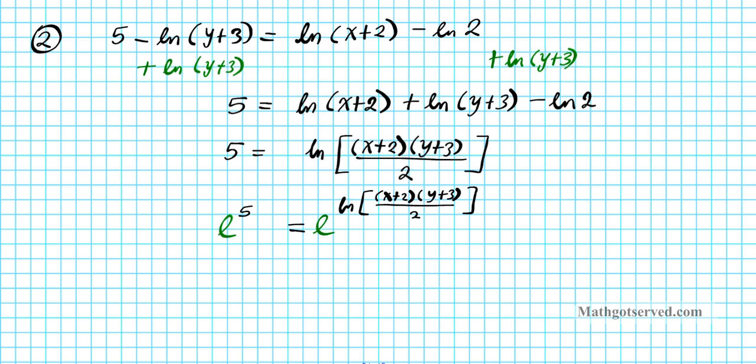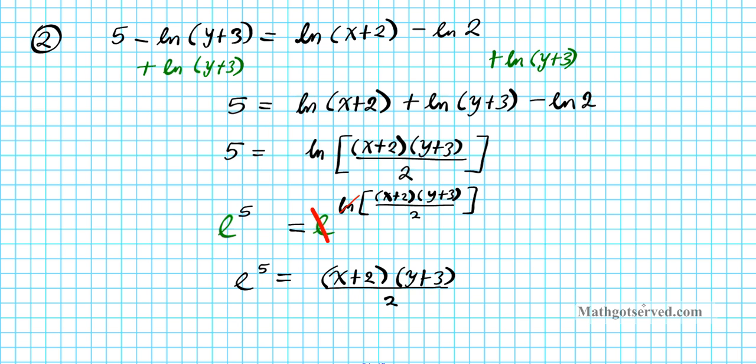On the right side, the e and the natural logarithm are inverses, so they cancel out. So we're going to be left with e to the 5th equals x plus 2 times y plus 3 in this whole expression over 2.